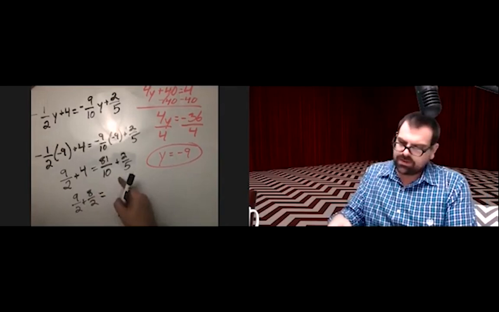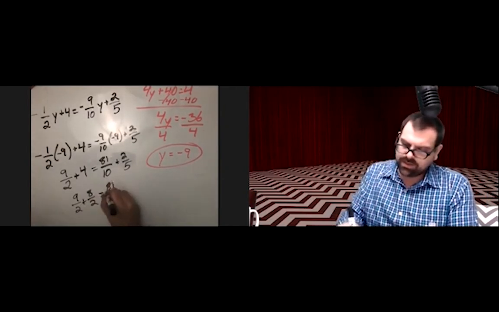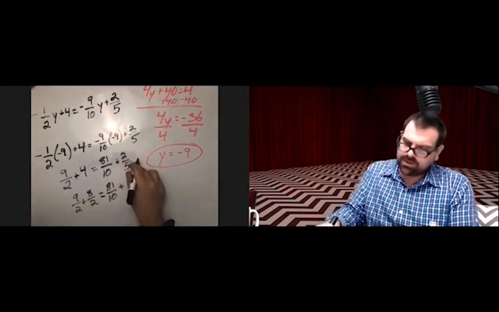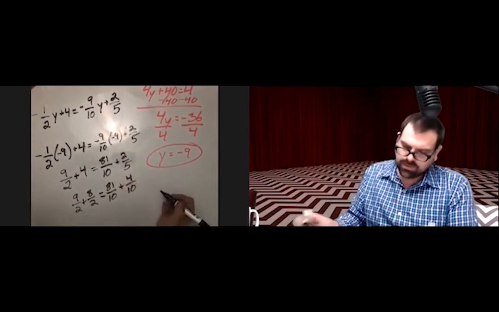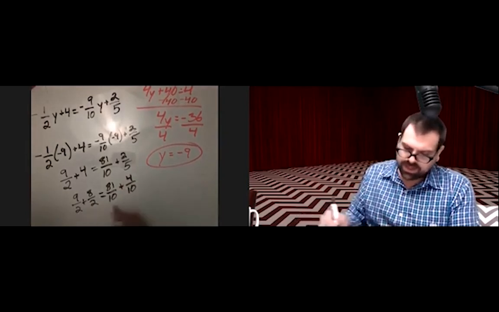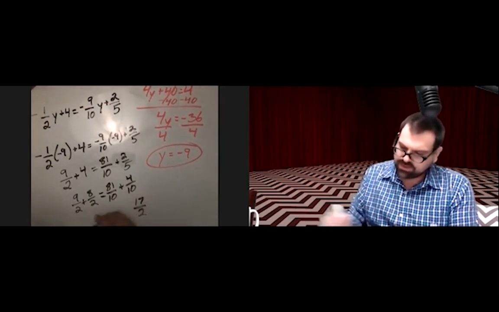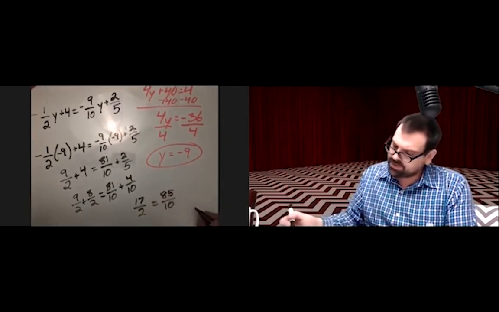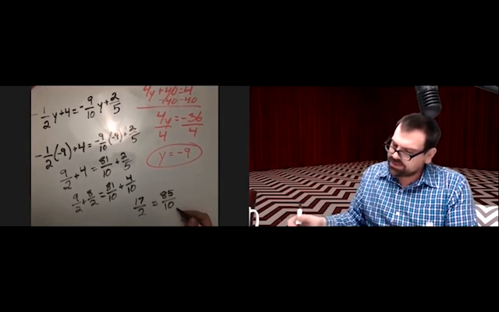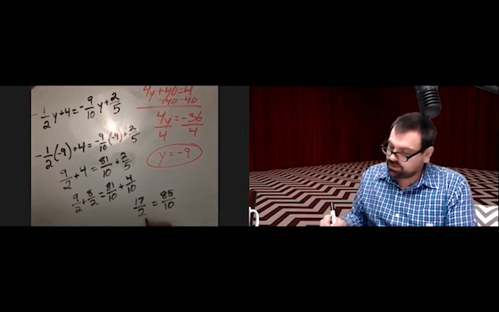On this side, 81/10. 2/5 would be 4/10. So over here on the left, that's 17/2. Over on the right, 85/10. How can we check and see if these are the same fraction?